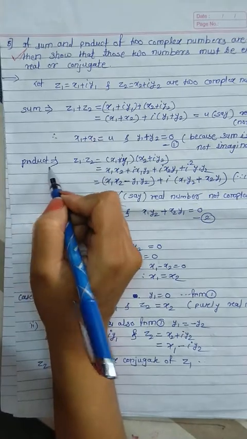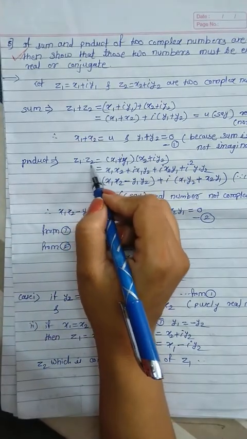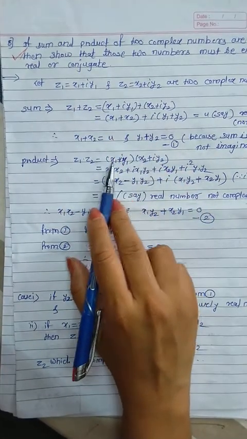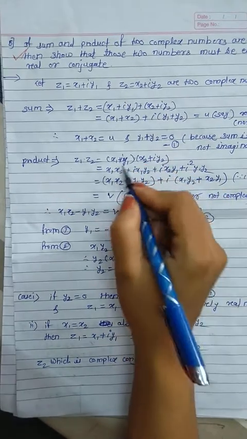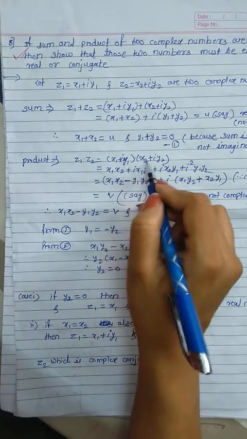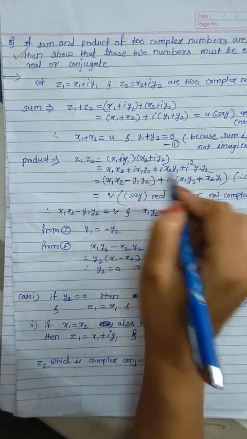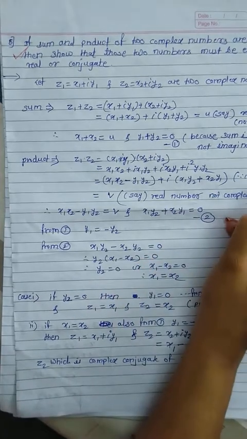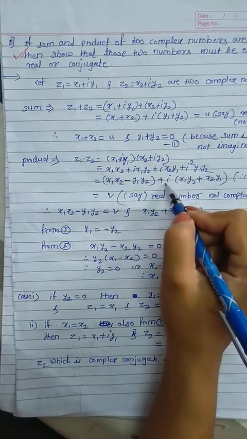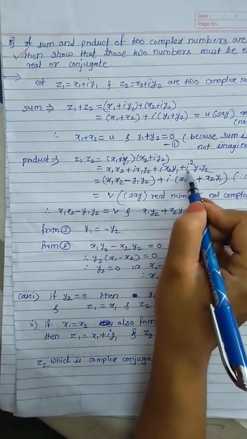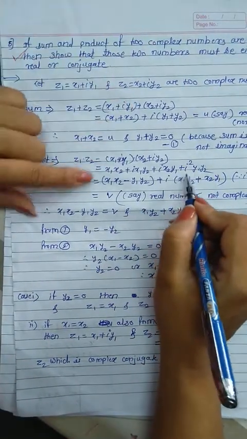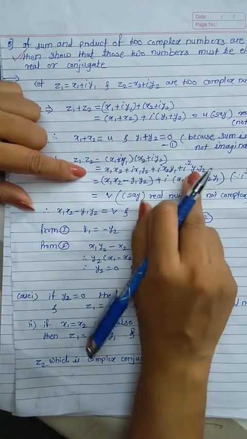Now consider the product of these two complex numbers. z1 into z2 is equal to the multiplication of these two numbers. Now straightforwardly multiply these two brackets. We get x1 into x2, plus i x1 y2, plus i x2 y1, plus i square y1 y2, where wherever i square comes, put the value i square equal to minus 1. This becomes i square equal to minus 1.